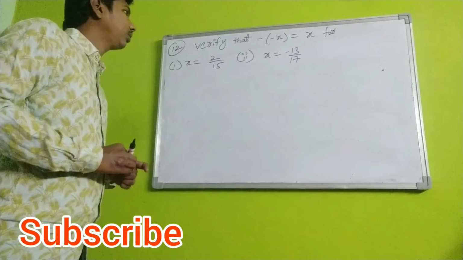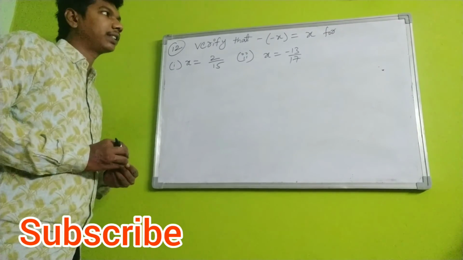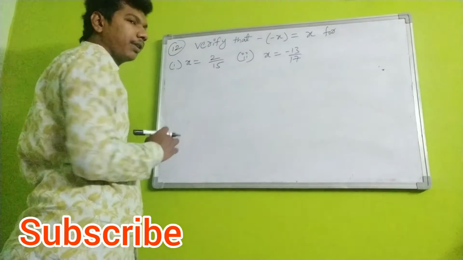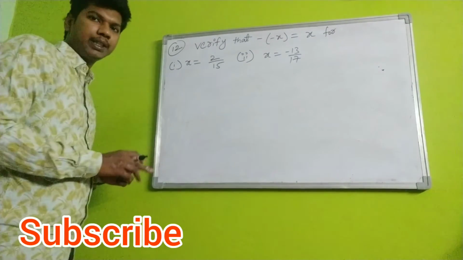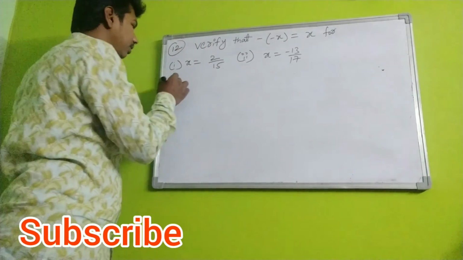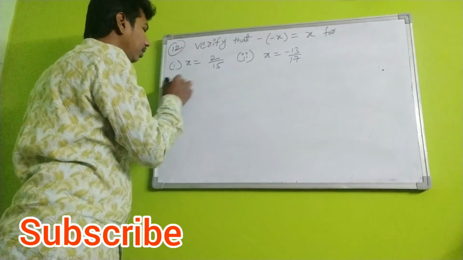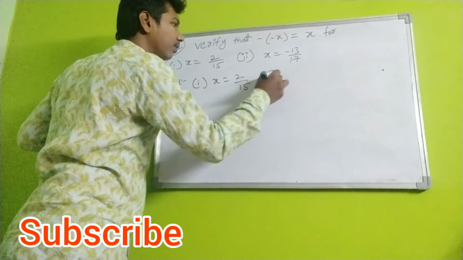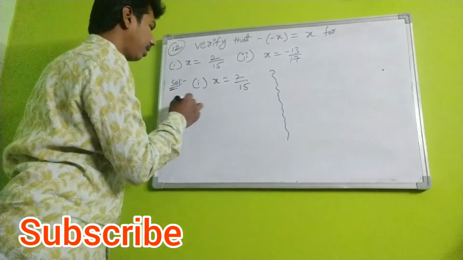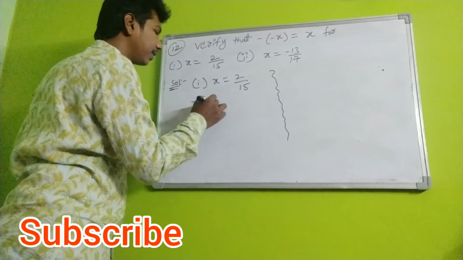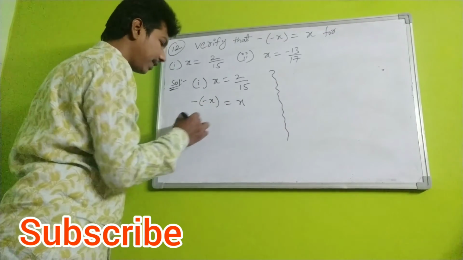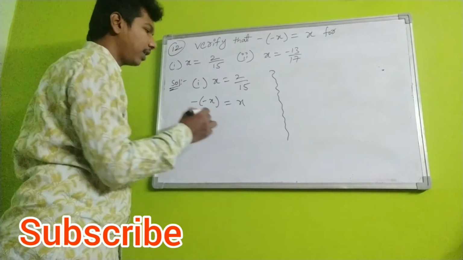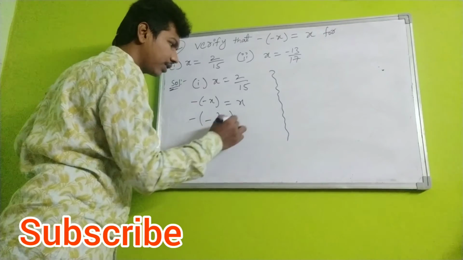Yeah. Last question, students. Verify minus of minus x is equal to x. Verify this condition. The first bit: the x value is given as 2 by 15. In place of x, substitute this value, students. First solution. First bit, x is equal to 2 by 15. Now our condition is minus of minus x is equal to x. Minus right as it is, bracket right as it is, minus right as it is, and in place of x, the x value 2 by 15, is equal to x.